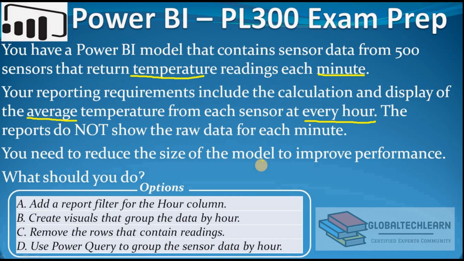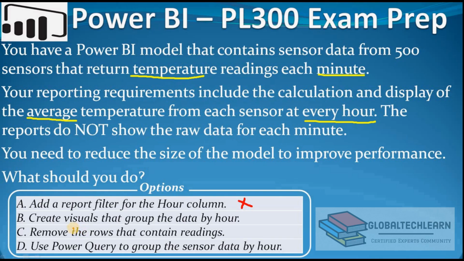So now let's look at the options. The first option is add a report filter for the hour column. This will not help as we want to achieve the average. Adding a filter on hour will not help to achieve this average requirement, and also adding a filter on the visual will not reduce the model size. So this option will not work.